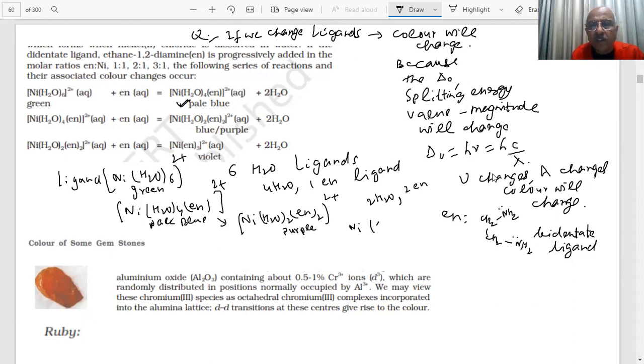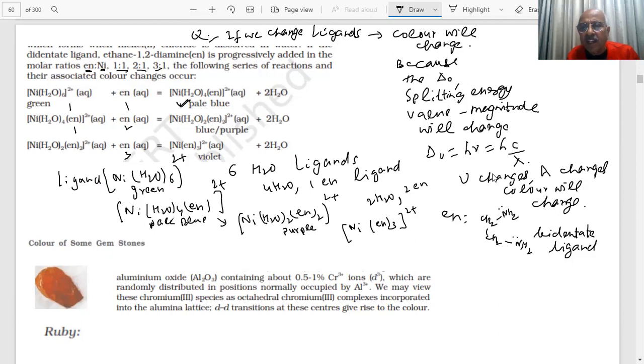What is that complex? Ni 2 plus. So you are mixing En with the nickel complex in 1:1, 2:1, and 3:1 ratios of En versus Ni. In this last case, there is no water.